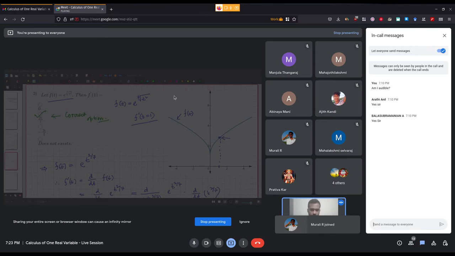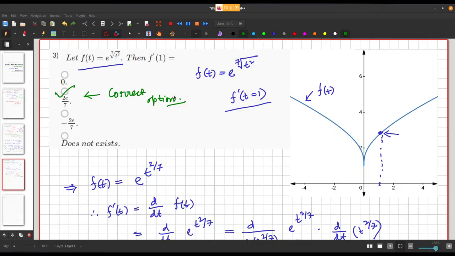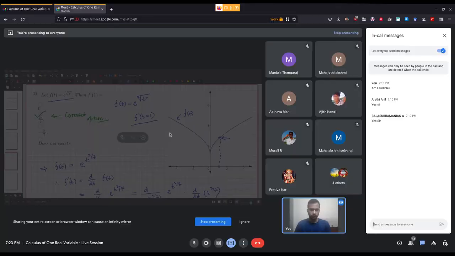Then I will proceed to the next problem, which is problem number 4. By the way, if you have any question at any point, you can just type it in the chat box or unmute yourself and ask.